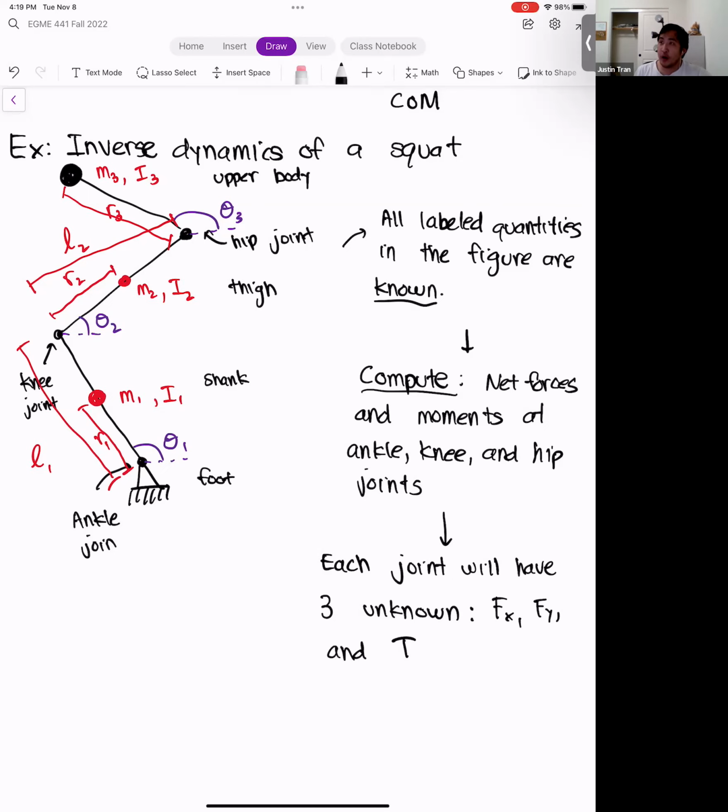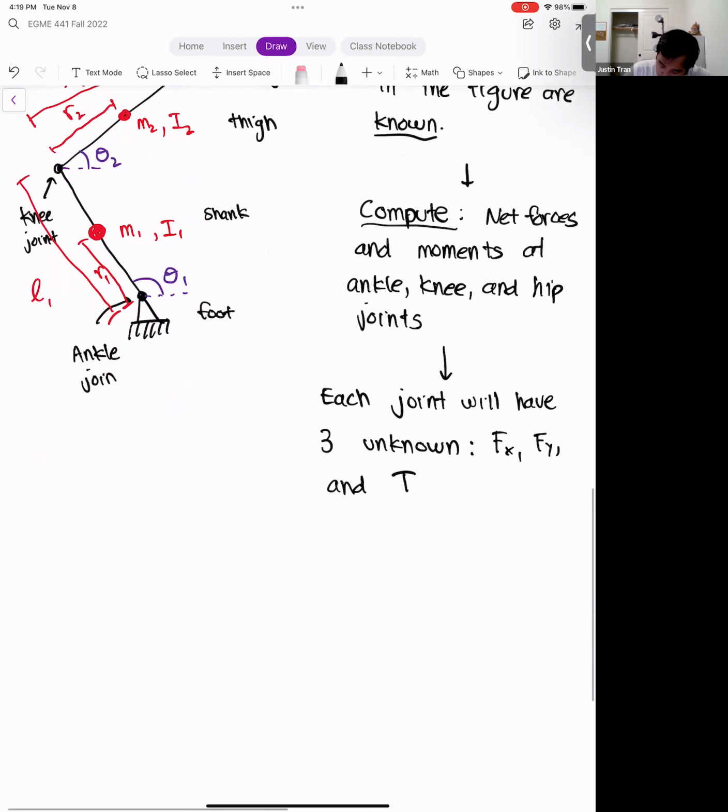And so if we are trying to compute the net forces and moments at 3 different joints, that means we're going to have 9 total unknowns. So 3 unknowns per joint multiplied by 3 joints. And so that's 9 unknowns in total. And so if we have 9 unknowns, that means we're going to need to generate 9 different equations.